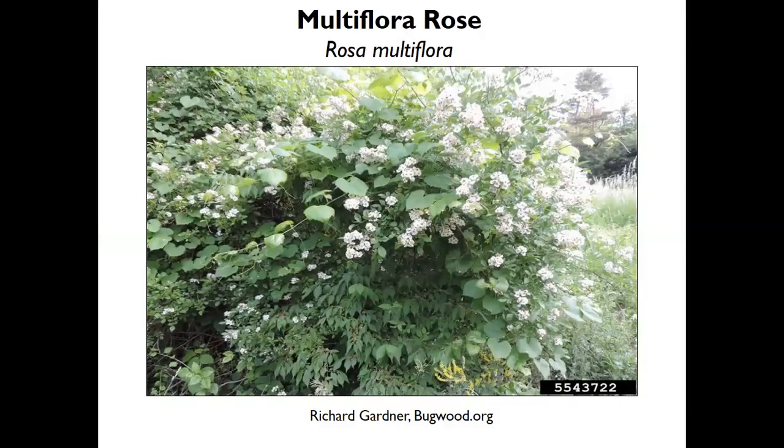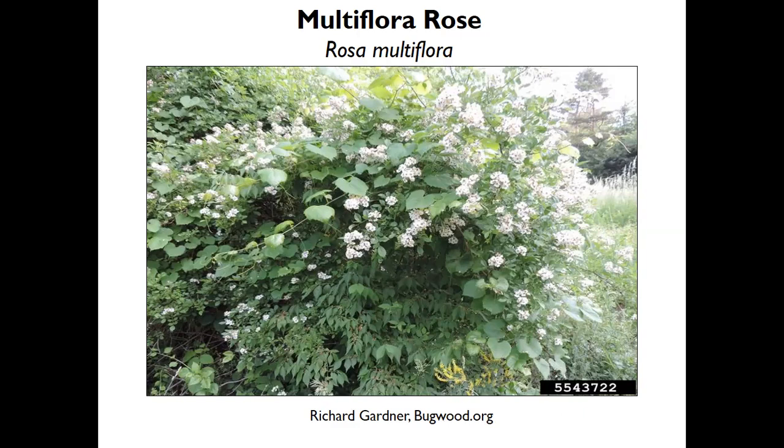Multiflora rose is a multi-stem thorny perennial shrub that can grow up to 15 feet tall. It has multiple color flowers, usually white, but sometimes pink. It's an aggressive, tenacious grower, growing over, around, and through shrubs and trees and forming thickets.